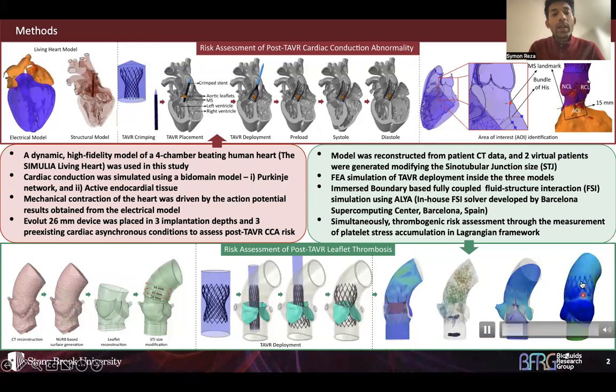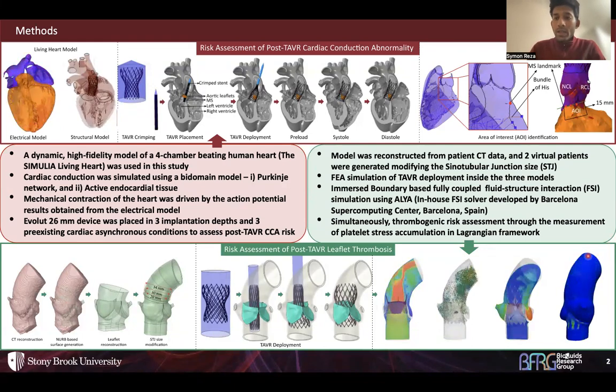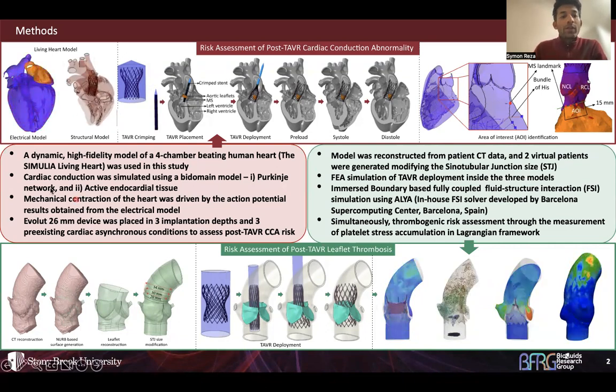The top one here is the risk assessment of post-TAVR cardiac conduction abnormality. To do that, we used a dynamic high-fidelity four-chamber beating heart model, which was developed by the Simulia Living Heart project team. So here we used a bi-domain model. On the left, you can see the electrical model and the structural model here.